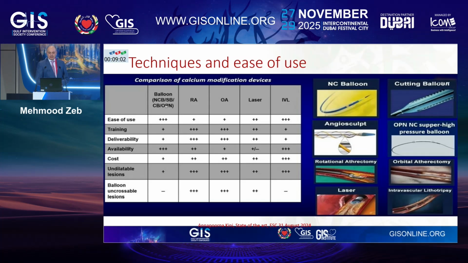This is a comparative slide of the use of various techniques. So we can see here that IVL is the easiest one to use with a lower complication rate. However, in severely calcified lesions and uncrossable lesions, we would still be forced to use rotational atherectomy as a treatment option.